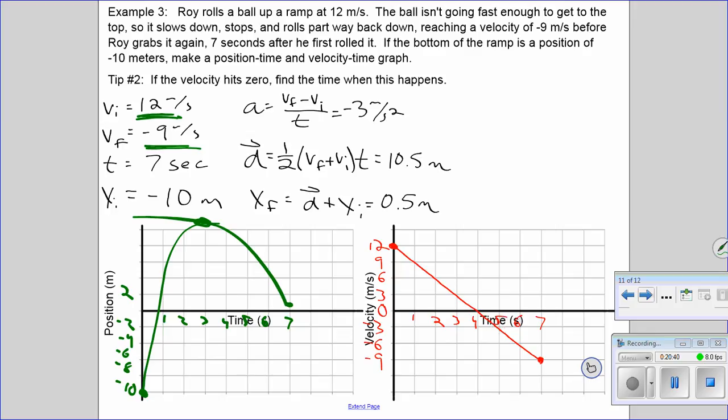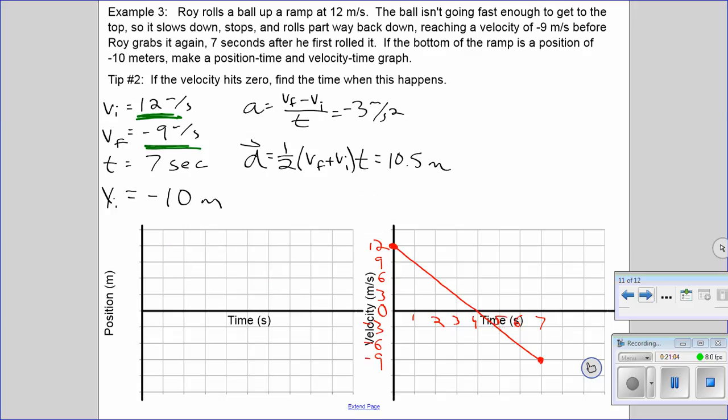Question? Why is the final just... How did I get that, you mean? Did I do my math wrong? No. I think I'm good, but let's double check. So, if you didn't hear, the question was, why is the final position 0.5? So, I'll do that in blue.